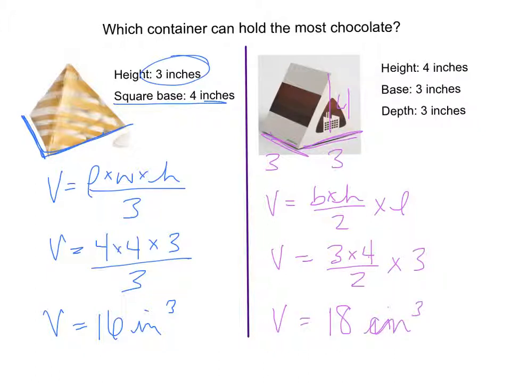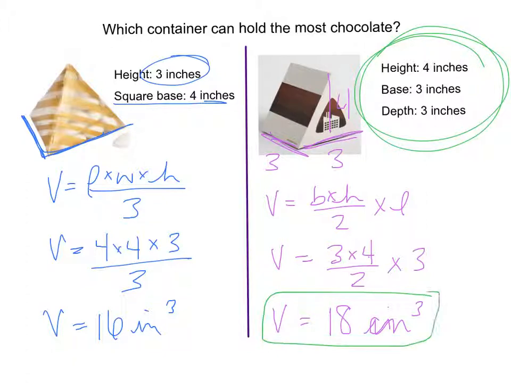inches cubed. And so even though it has a smaller base on it, it has a greater height, which gives us a greater volume. And so if I was going to buy one of these containers holding the most chocolate, because I love chocolate, I would go with my triangular prism container, since it has a greater volume than the pyramid did.